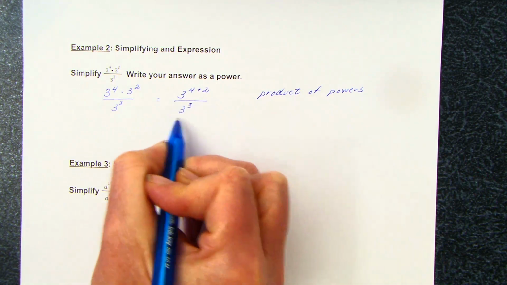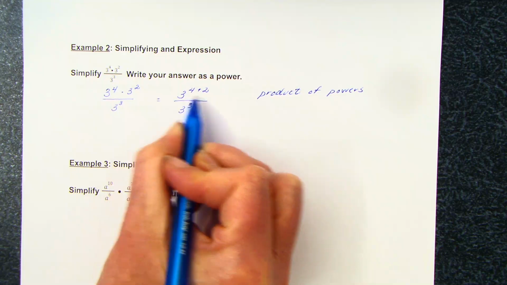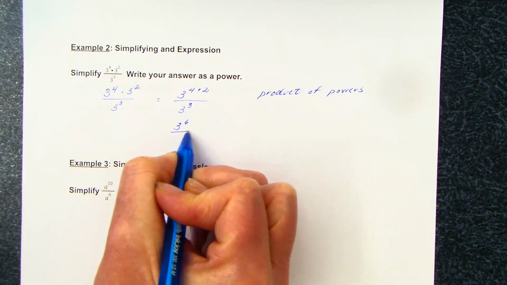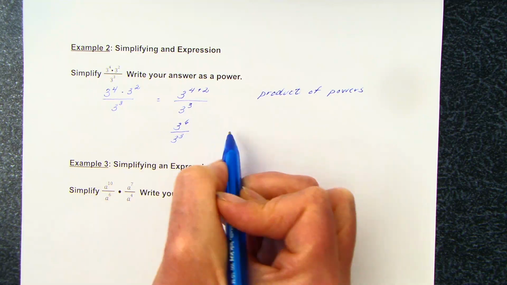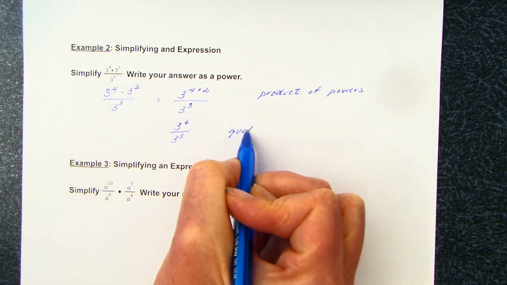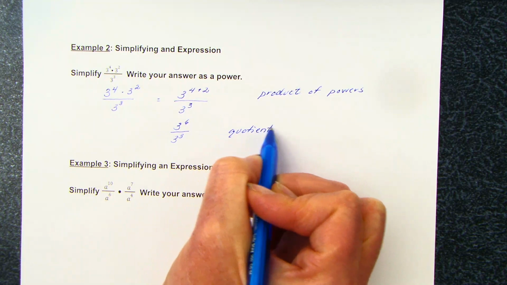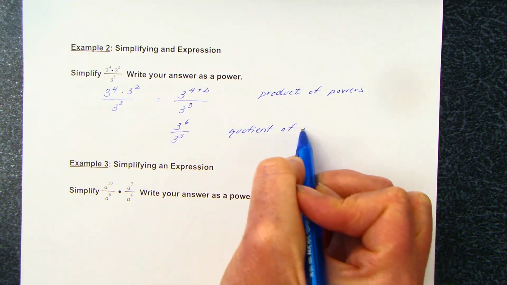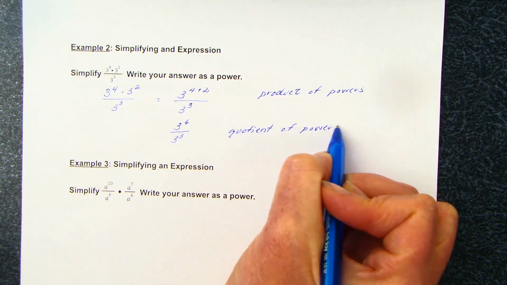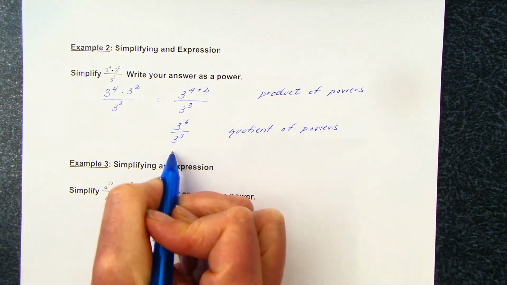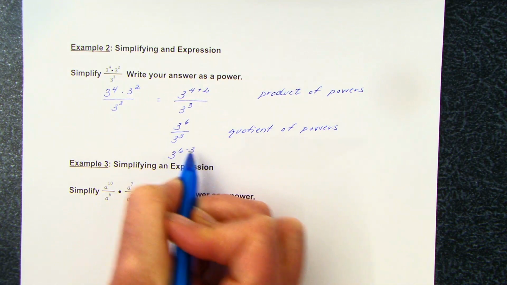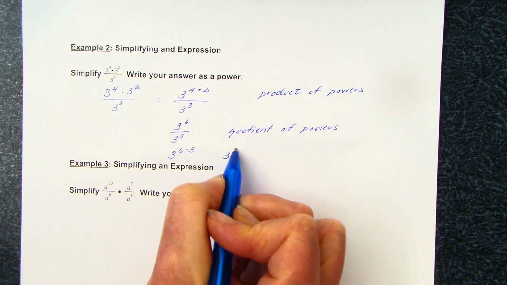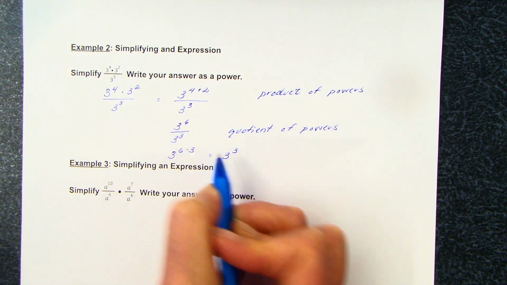And then I can simplify, so 3 to the 4 plus 2 is 3 to the sixth over 3 to the third. And then using my quotient of powers property, looks like I need a little bit more room, I'm going to have 3 to the 6 minus 3, which is 3 to the third.